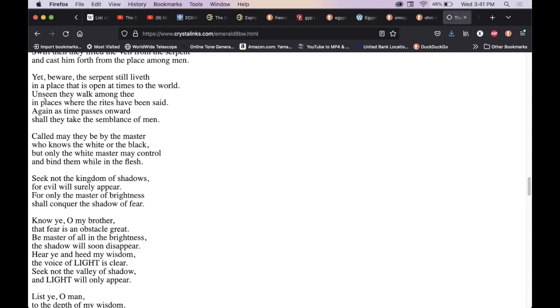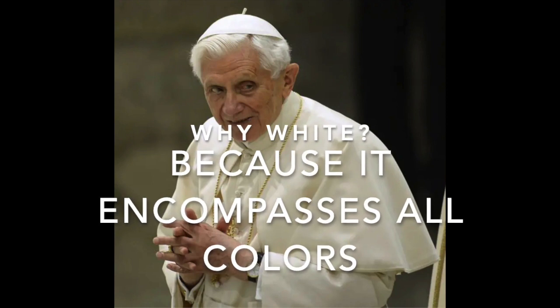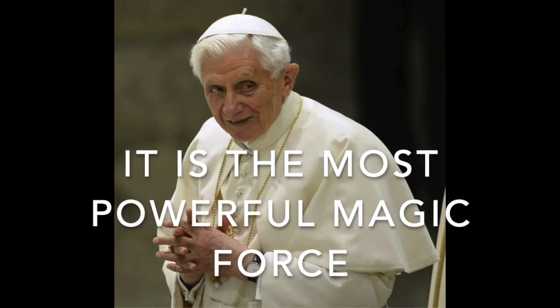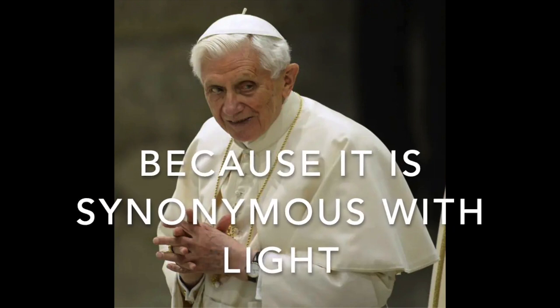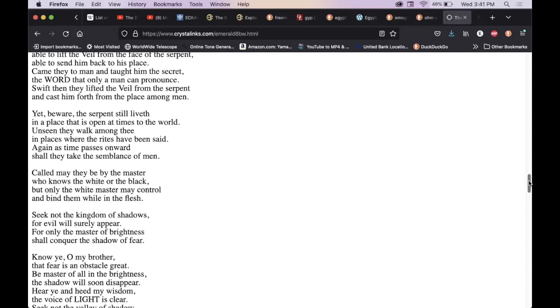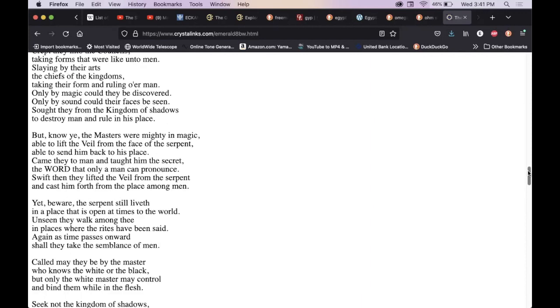Yet beware, the serpent still liveth in a place that is open at times to the world. Unseen they walk among thee in places where the rites have been said. Again, as time passes onward, shall they take the semblance of men. Called may they be by the master, one who knows the white or the black. But only the white master may control and bind them while in the flesh. So that's what that little thing is about. It's just about controlling the things that have been summoned from below.